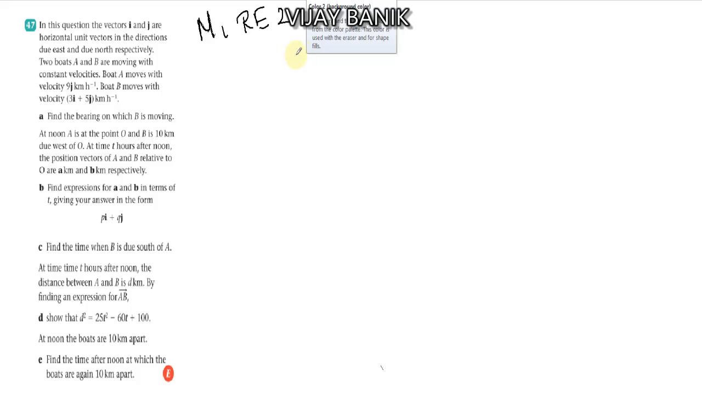So they said in this question, the vectors i and j are horizontal unit vectors in the directions due east and north. Okay. Two boats A and B are moving with constant velocities. Boat A moves with this velocity, and boat B moves with this velocity. Now, find the bearing of boat A.